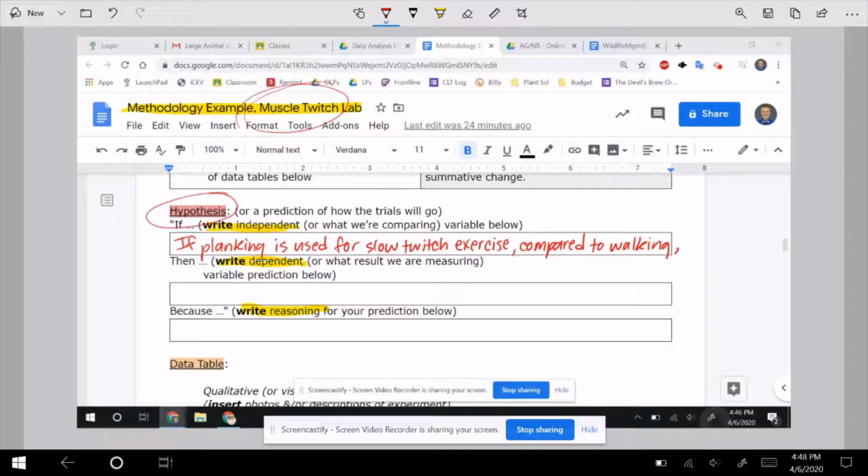In that, you'll notice that planking is basically my activity change. I've mentioned something about what I'm comparing it to, or my control. In this case, the original, my formative, was just walking. The change that I'm going to make, as a summative change, is going to be planking. My dependent variable, in this muscle twitch lab, was figuring out how long I could do that activity, like by seconds or by minutes.